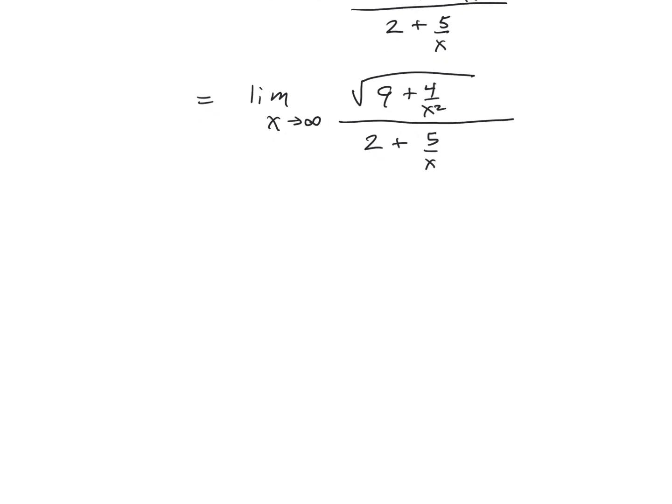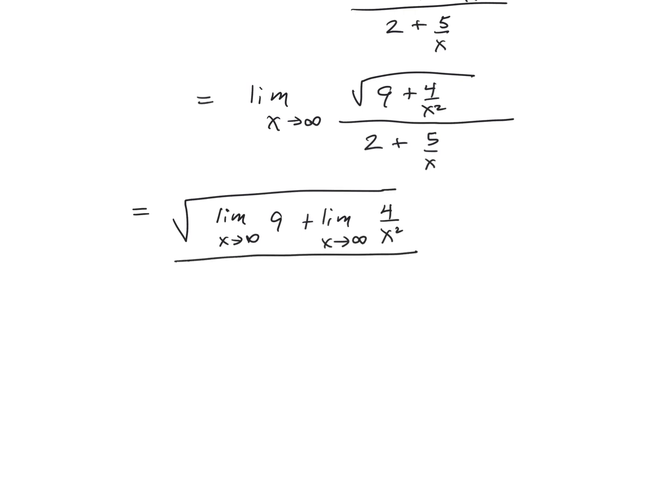We are now going to pass the limit in. So that's going to be the square root of the limit as x goes to infinity of 9 plus the limit as x goes to infinity of 4 over x squared, divided by the terms limit as x goes to infinity of 2 plus the limit as x goes to infinity of 5 over x.